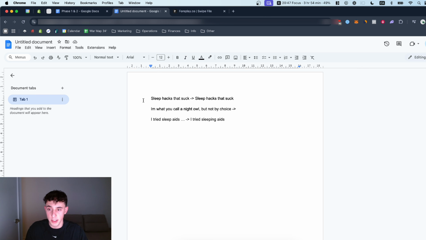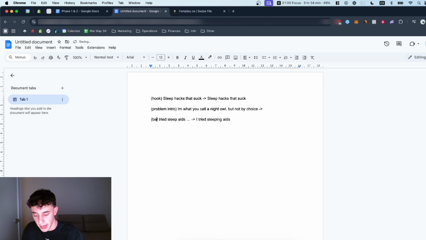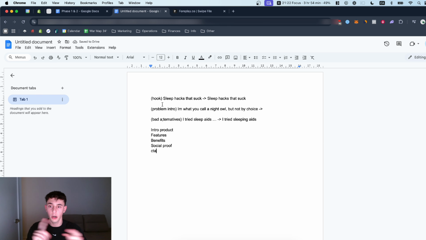The framework being, once again, if you broke this down, you could always map these out by what kind of scenes they are. So this would be a hook. This would be a problem intro, like introduce the problem. This would be, okay, now you go over bad alternatives. Ignore that spelling error, right? And then let's just say, once again, after that, maybe it would be intro product, features, benefits, social proof, and CTA. Let's just say that this is an example framework or ad script structure, right? The structure here would be hook, intro problem, show bad alternatives, intro product, features, benefits, social proof, CTA.